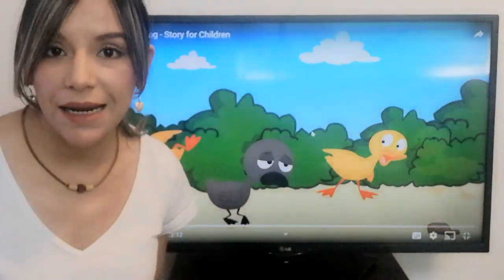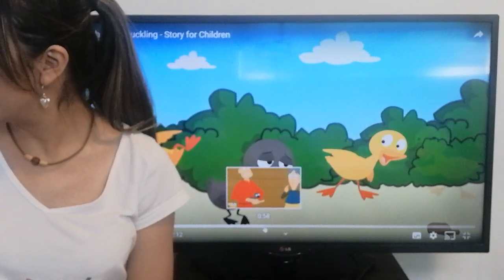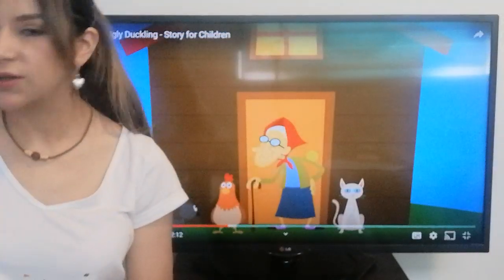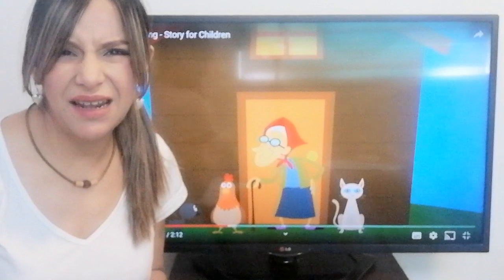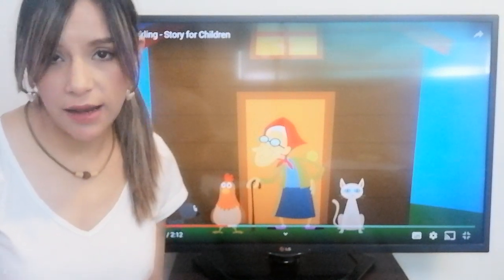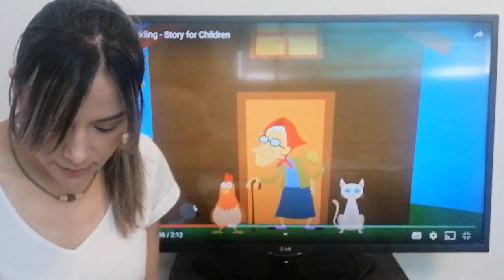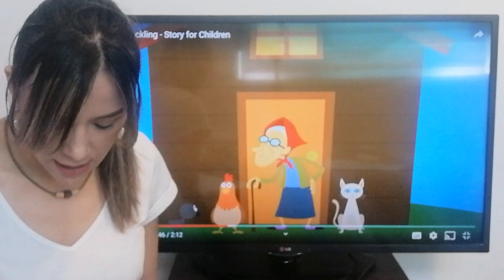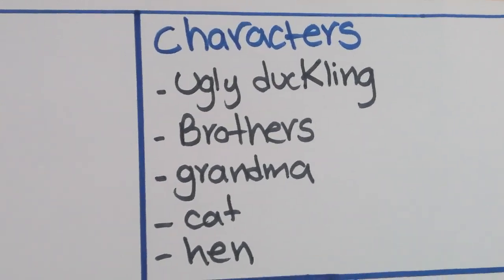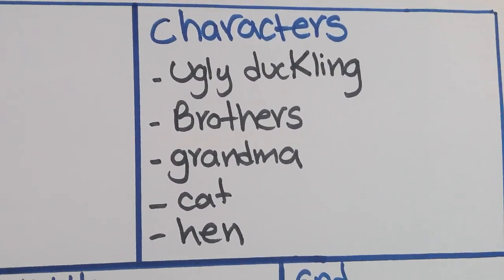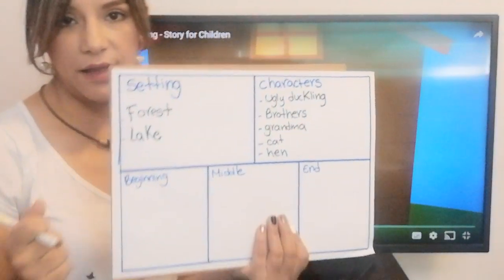Remember? And we are going also to write that one of the characters is also this old lady, the cat, and the hen. Even though they didn't participate that much in the story, we can write them as characters too. So I'm going to write down grandma, cat, hen. Okay, so that will be your characters list. Ugly duckling, brothers, grandma, and hen. Don't worry, anyways, I'm going to take a picture of this and I'm going to send it to you, okay?